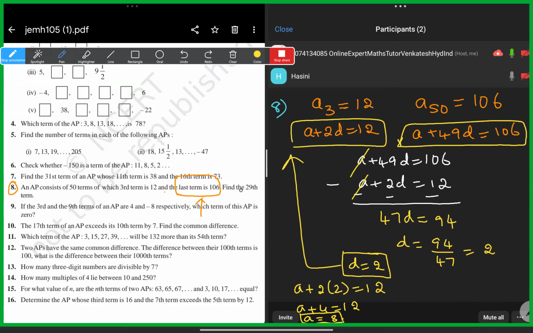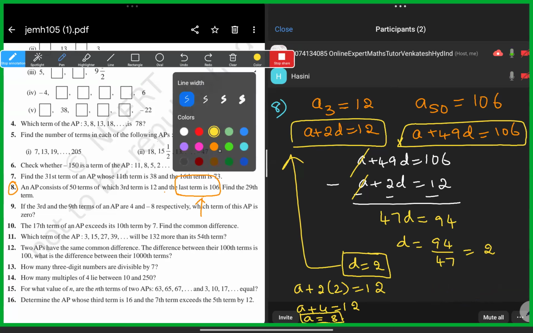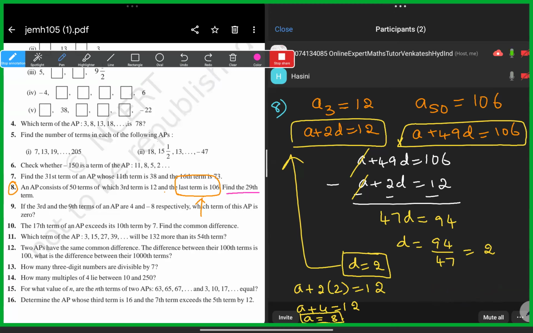Now finally, what we should do, Hasni, find the 29th term of the series. So A29 is equal to A plus 28D, which is 8 plus 28 into 2. Sir, 28D is equal to 28 into 2. 8 plus 8.